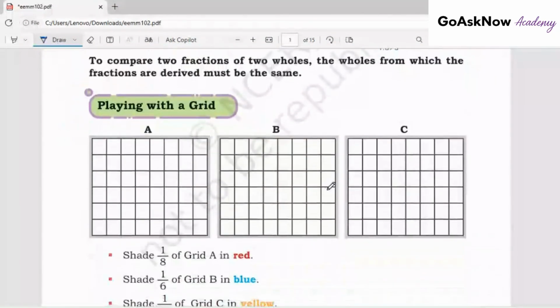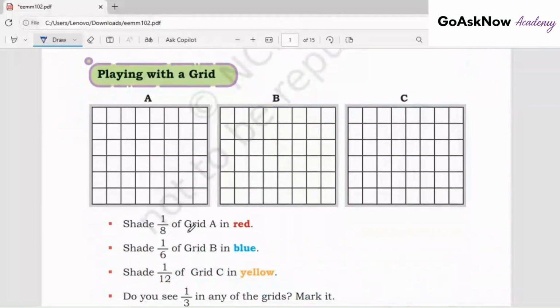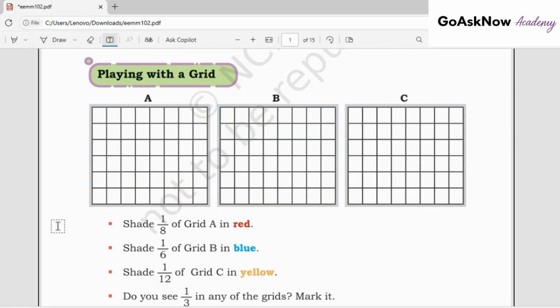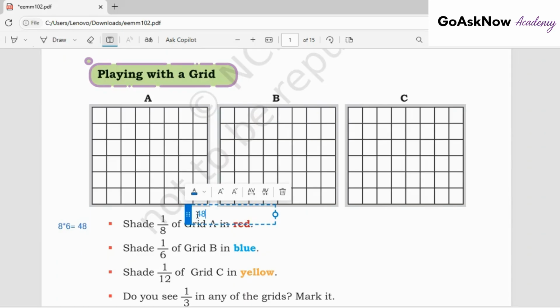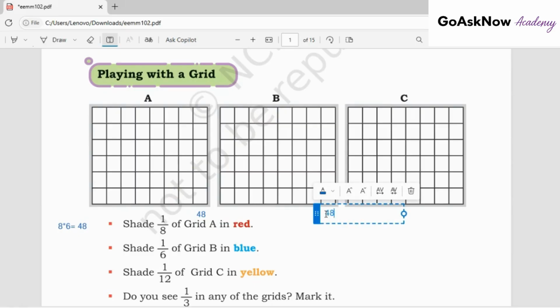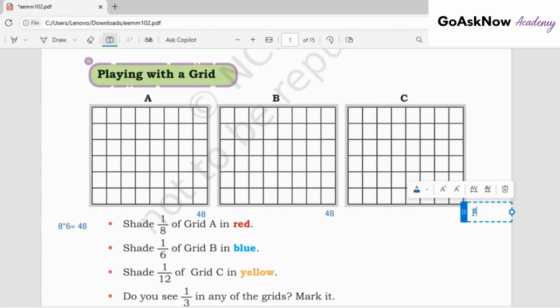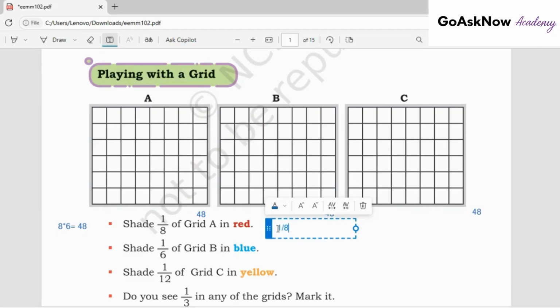Okay. Let us play with the grids. Shade 1 by 8 of grid A in red. Let us calculate here. 1, 2, 3, 4, 5, 6, 7, 8. Here 6, which is 8 into 6 is equal to 48. The total number of blocks is 48.